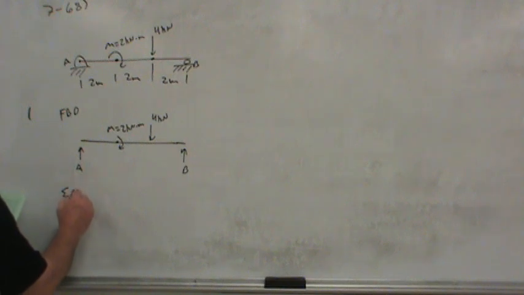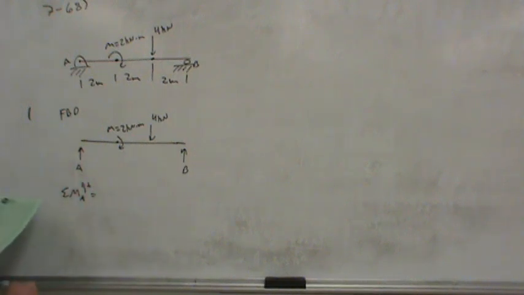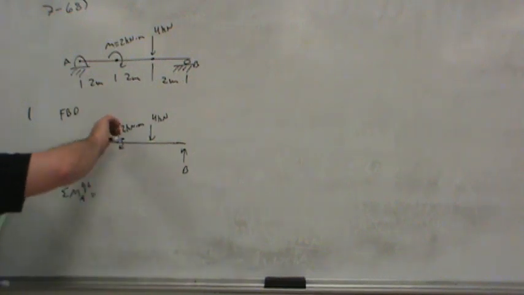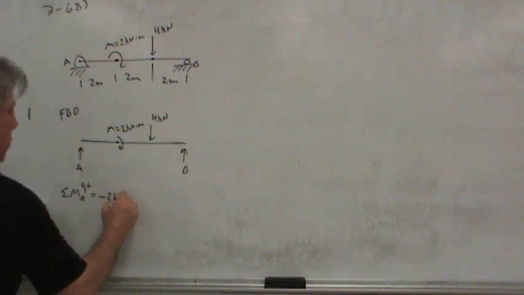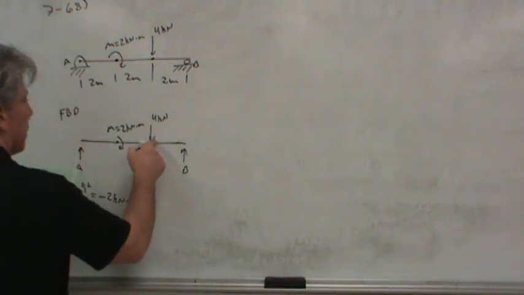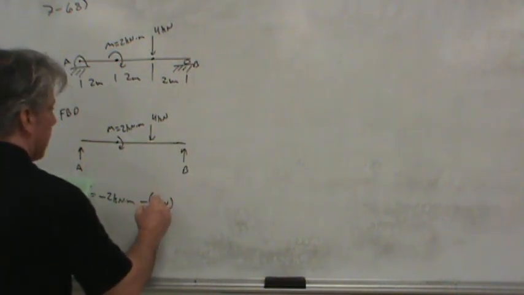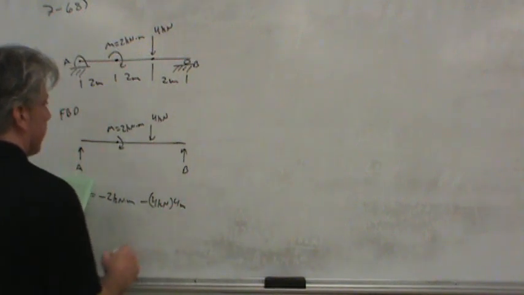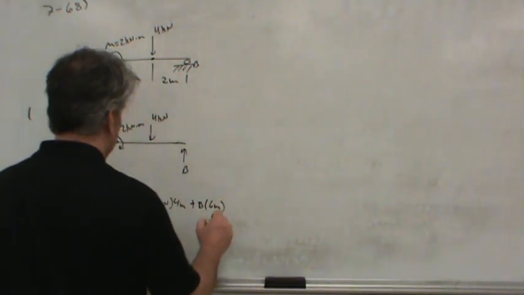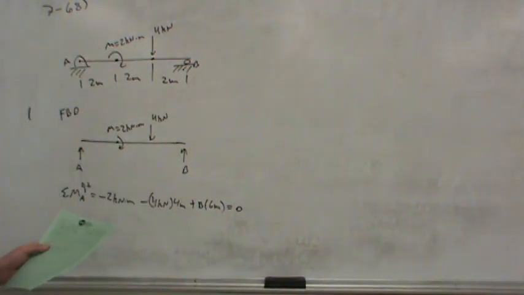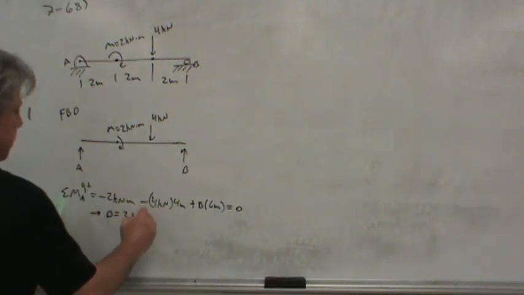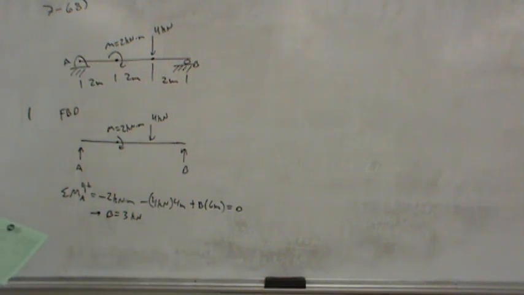So if we sum moments about point A, taking counterclockwise as positive, well, let's see. The first load we encounter is this moment, and that moment is a negative moment. And then we've got the moment of the 4 kilonewton load, which is also a negative moment, so 4 kilonewtons multiplied by a distance of 4 meters. And then the moment of reaction B, which has a 6 meter moment arm. That all sums to 0. So if we rearrange and solve for the reaction at B, it turns out to be 3 kilonewtons. So 3,000 newtons is the reaction at B.